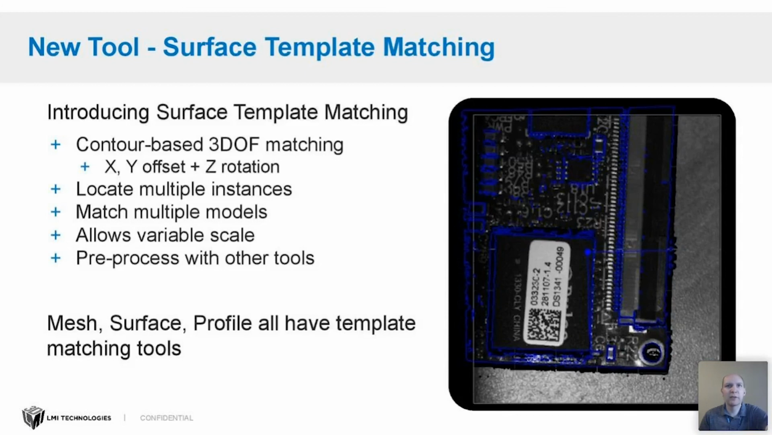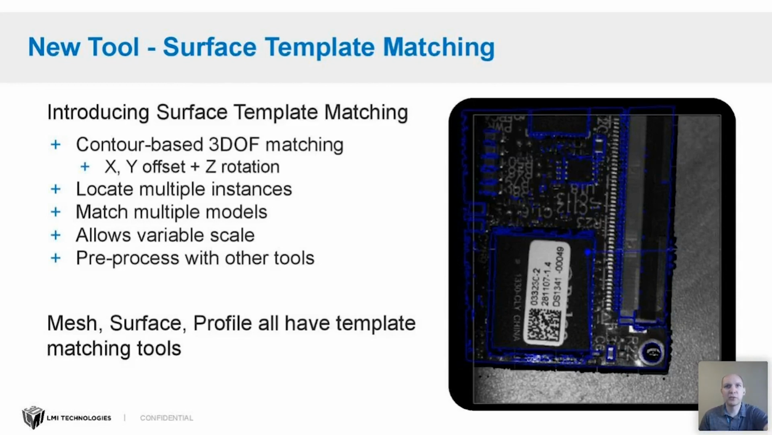The main benefits of it, though, are that it can now locate multiple instances. So you can find multiple instances of a part. I've got some screenshots showing you that. You can match multiple models. So you can have multiple instances of this surface template matching tool. You can just add another surface template matching tool with a different model to match against a different model. And you can also match against variable scales. So if your parts are varying in size, that can also be dealt with and actually measured.